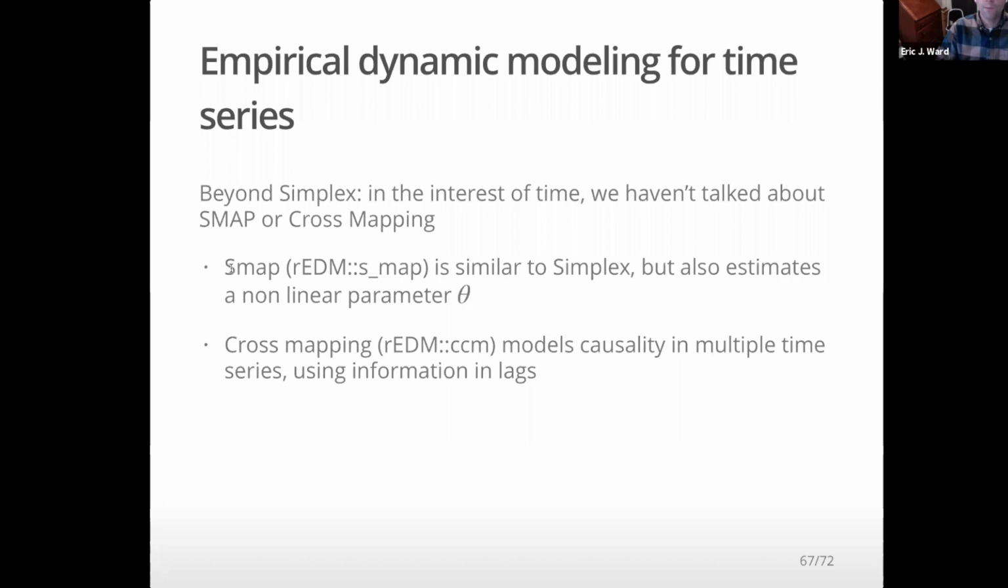SMAP is similar to Simplex. A major difference is that it is doing some local neighbor smoothing or weighting, which basically also includes this nonlinear parameter theta. With Simplex, we were doing a similar nearest neighbor approach, but it was assuming all of those weights were linear.